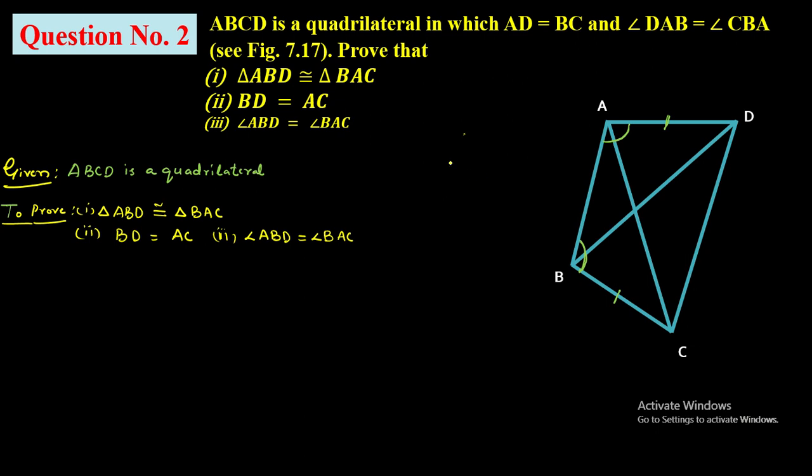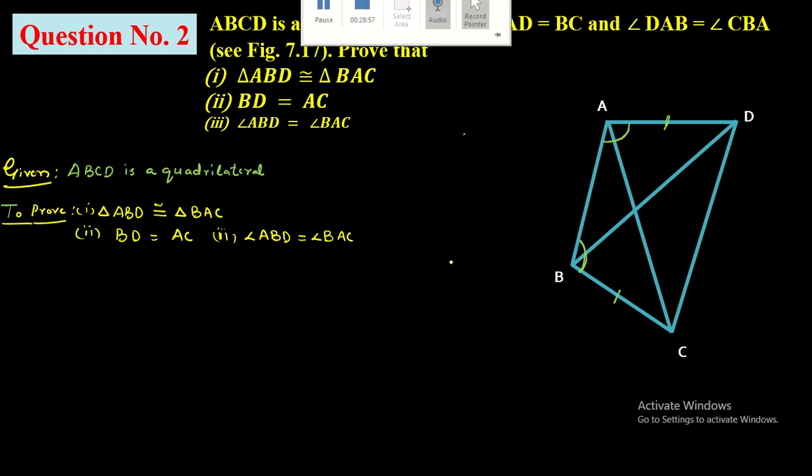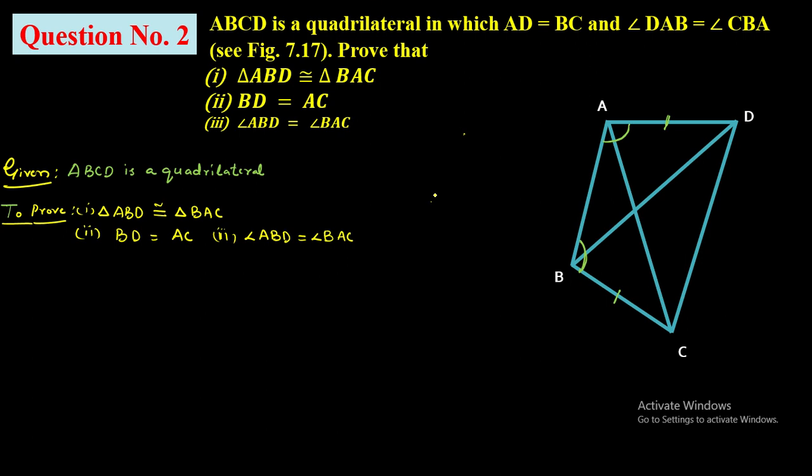Let's break the figure and we will try to make these two triangles separately so that we will get it easy. Let's make these figures separately. So here it is, triangle ABD, and the other triangle is ABC. It is given that AD is equal to BC.